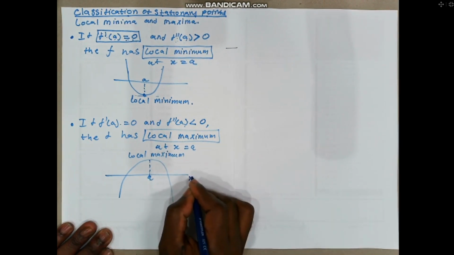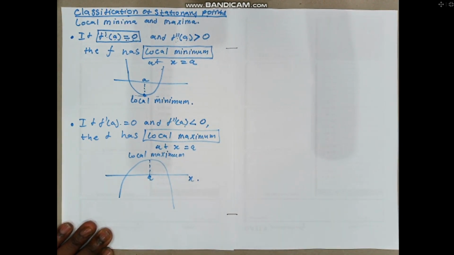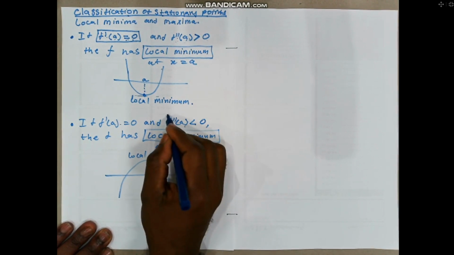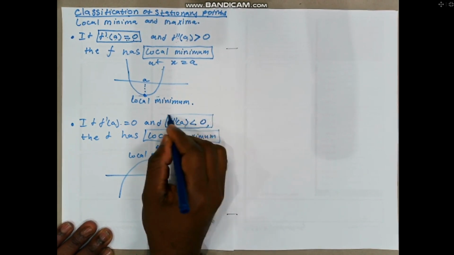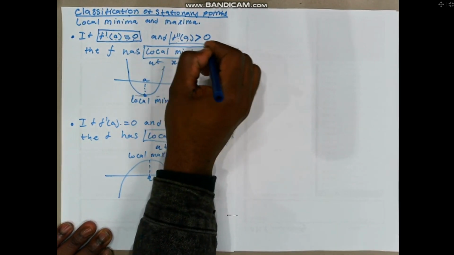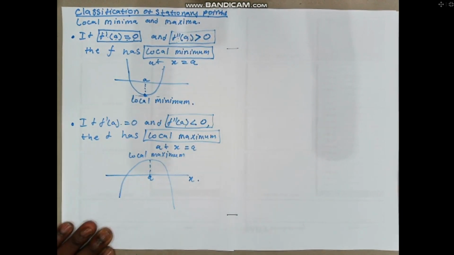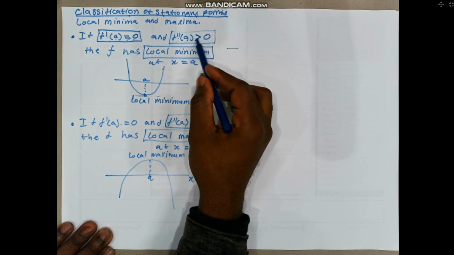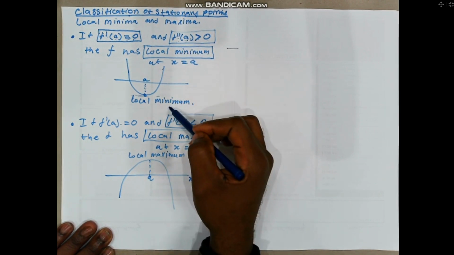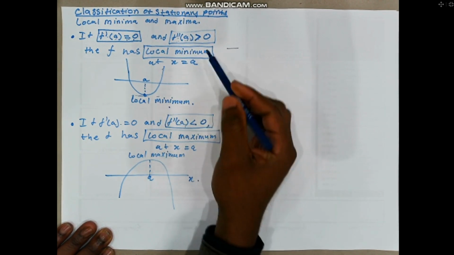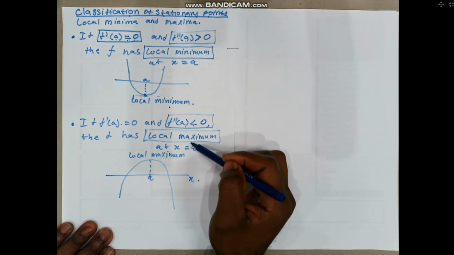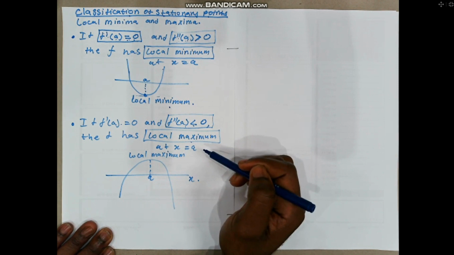I hope you see that one. I hope you also understand the logic. This is very, very important. If it's greater than 0, we have a local minimum. If it's less than 0, meaning it's negative, then it's a local maximum.